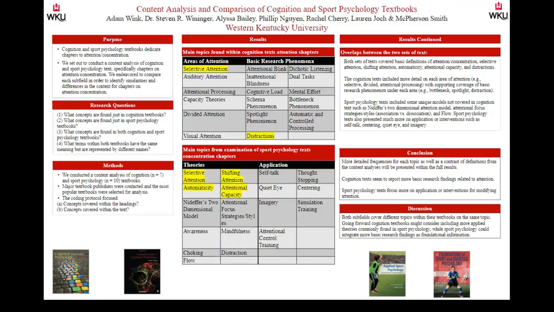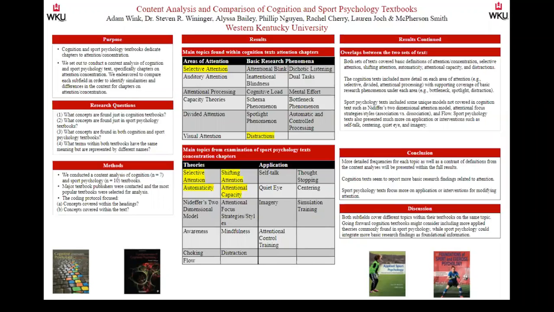Going into the results, we found that the main topics within cognition text attention chapters focused mainly around broad areas of attention and basic research phenomena found within those areas. So in the broad areas, you see we've got selective attention, auditory attention, divided attention, visual attention, things like that. And the basic research you would see under those would be things like attentional blink, dichotic listening, mental effort, bottleneck phenomenon, and so on.